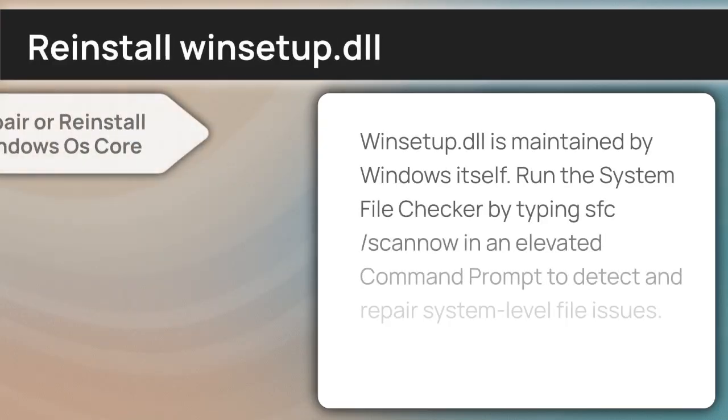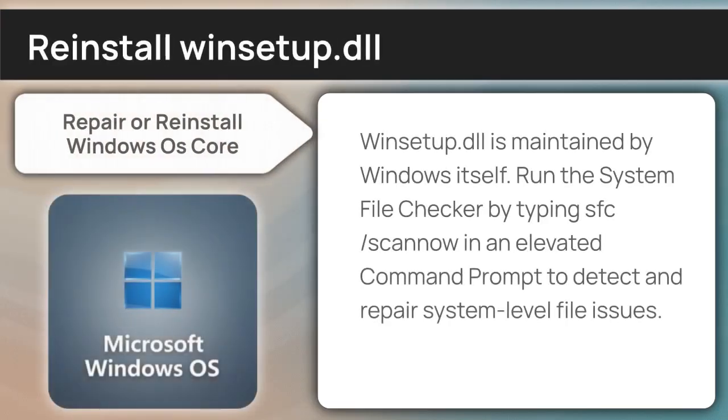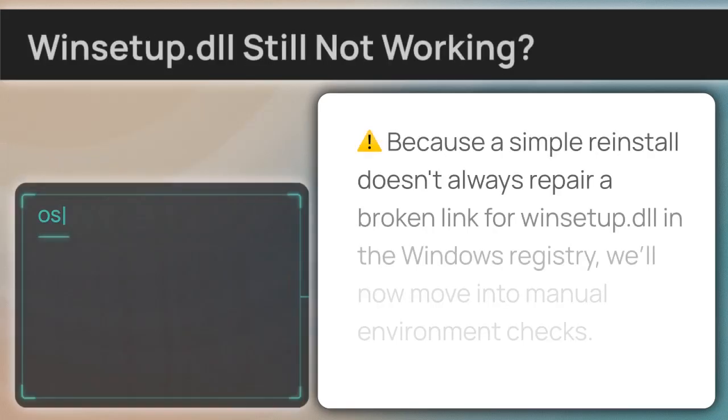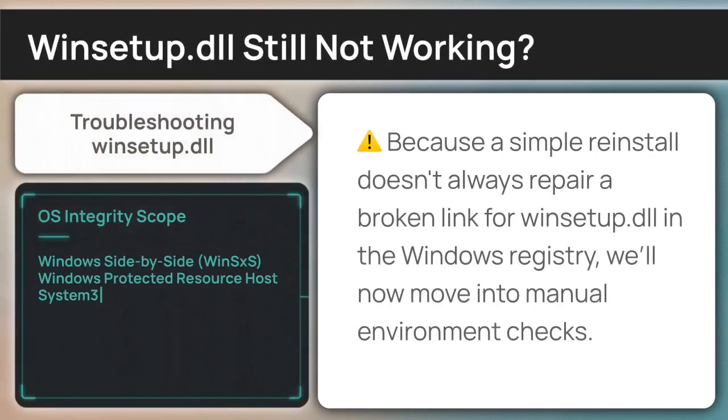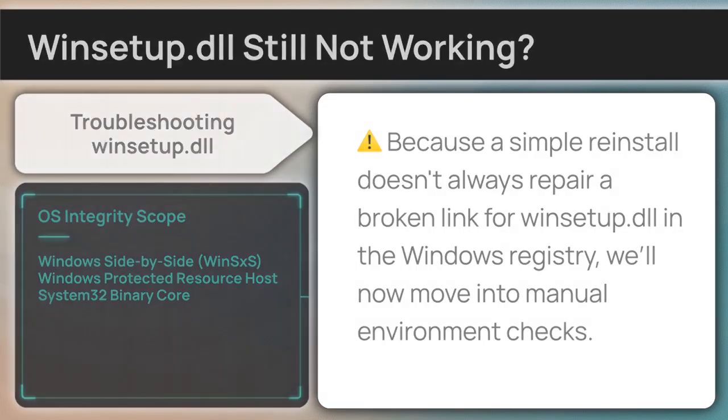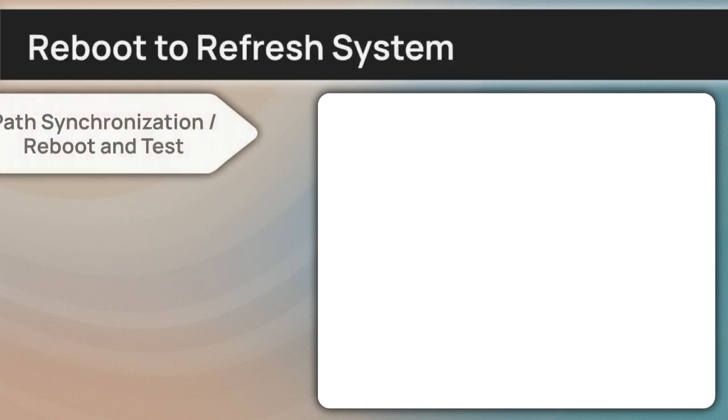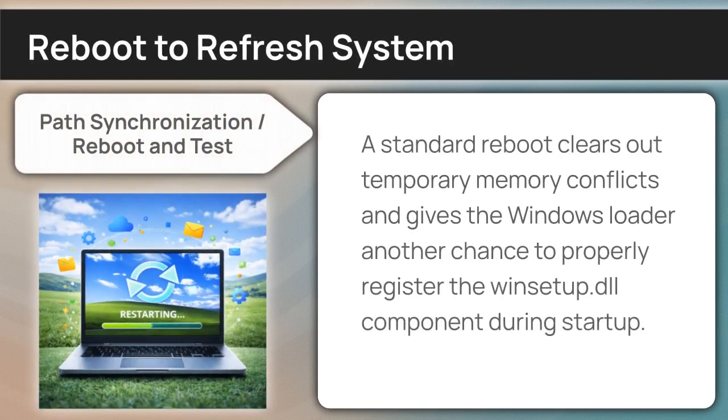Winsetup is maintained by Windows itself. Run the system file checker by typing sfc /scannow in an elevated command prompt to detect and repair system-level file issues. When a standard software refresh isn't enough, we need to bypass the automated installers and look at manual system state resets. A full system restart ensures that no background processes are currently locking the Windows Setup Library file. A fresh boot allows Windows to reinitialize its library map from a clean state.